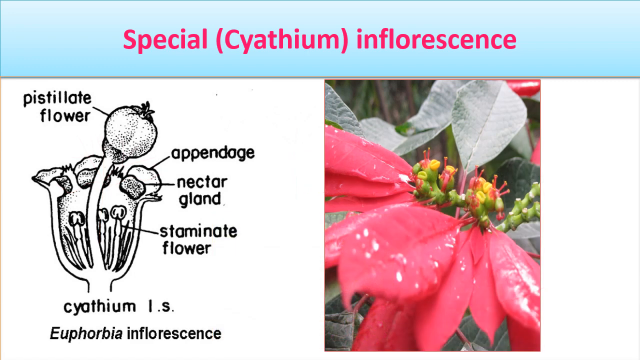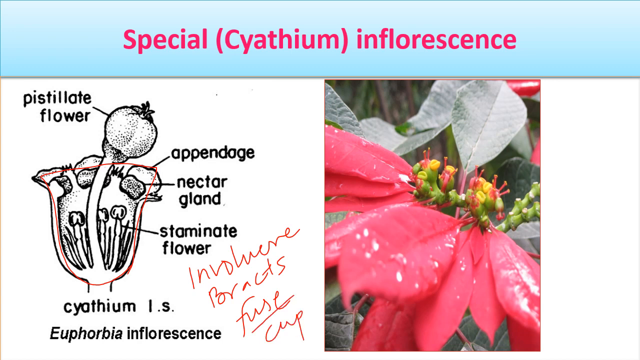Now let us move to the third type, that is the special type of inflorescence. Here if you see, this is a cup-like structure. Actually involucre bracts are there. These bracts fuse and develop a structure that is called a cup. This cup-like structure is there. Now if you look, I'll change the color so that you can understand what I want to show you.